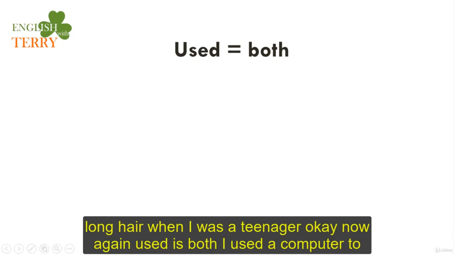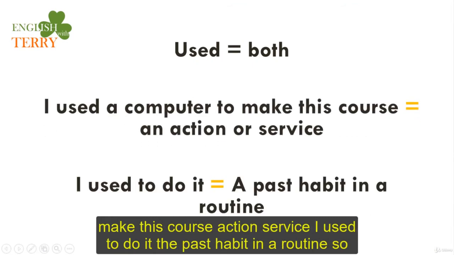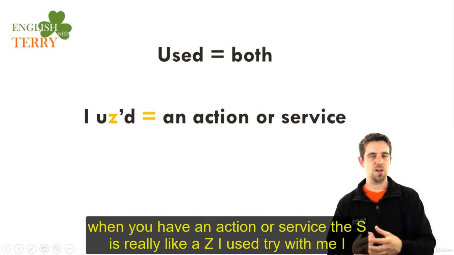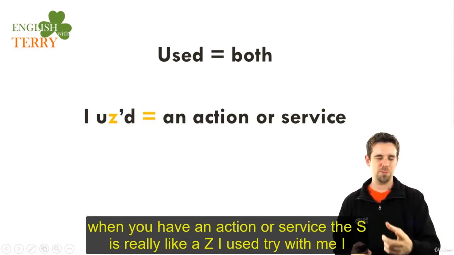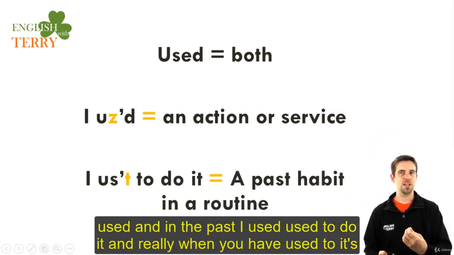Now again, "used" is both. I used a computer to make this course, action or service. I used to do it, the past habit or routine. So when you have an action or service, the S is really like a Z. "I used". Try with me. "I used". And in the past, "I used to do it".